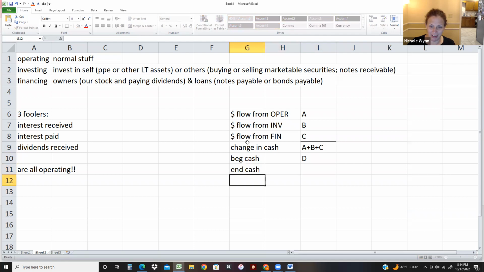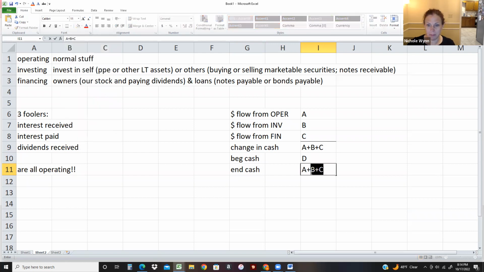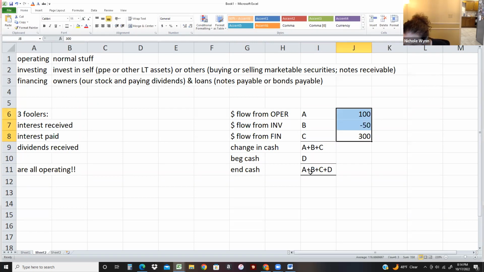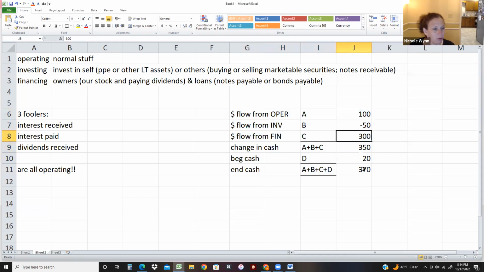And then ending cash would be A plus B plus C plus D. So if this number was 100 and this one was -50 and this was 300, then this number would be 350. And if beginning cash was 20, then my answer would be 370. So just know the basic setup of a statement of cash flows. That will help you with understanding cash flow for multiple choice questions.